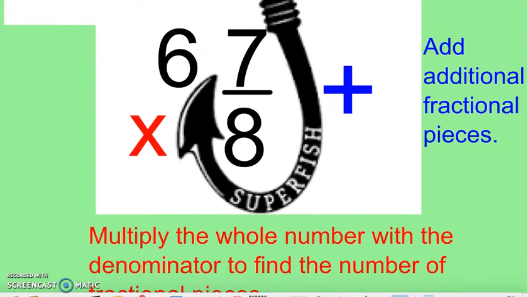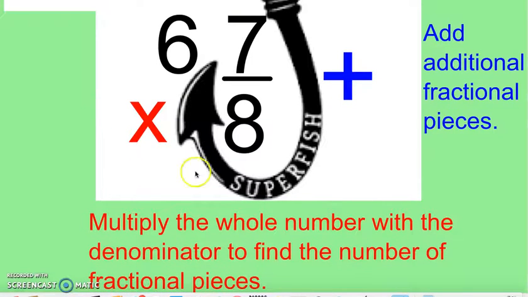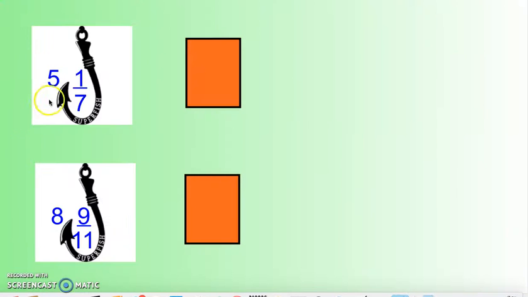And so please, this is a great example to get down in your notes on what steps we are doing to change a mixed number to an improper fraction. So let's do a couple problems together. 5 1/7. What improper fraction would that change to?